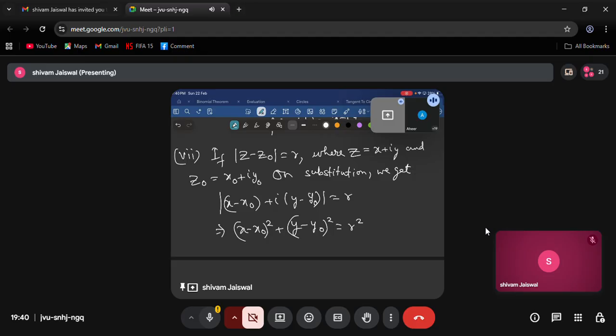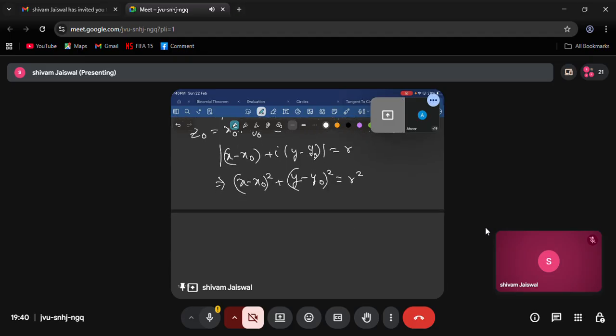Now tell me, what does it represent? This implies a circle. Yes, a circle. I don't know why I said hyperbola; hyperbola also we'll discuss. Mod of z minus z naught equal to r is a circle with center x naught comma y naught. Z naught is a constant, fixed point. Z is a variable.